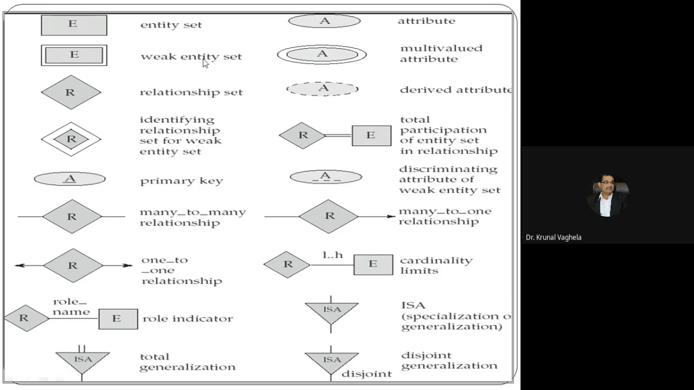For example, a weak entity set. Right now you don't have any idea what a weak entity set is, but a double rectangle is a weak entity set. How to represent a relationship set? Diamond.